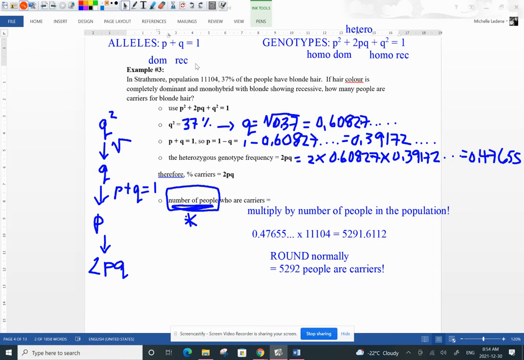So you can't have 0.6 of a person. So we're just going to round this like you normally do with numbers. The 6 makes the 1 round up to a 2. And so we've got 5292 people are carriers. That's our 2PQ term. That's the individuals that are heterozygous in this population. Okay, so that was just a little different twist, but we figured it out the same way that we have all of our other questions.